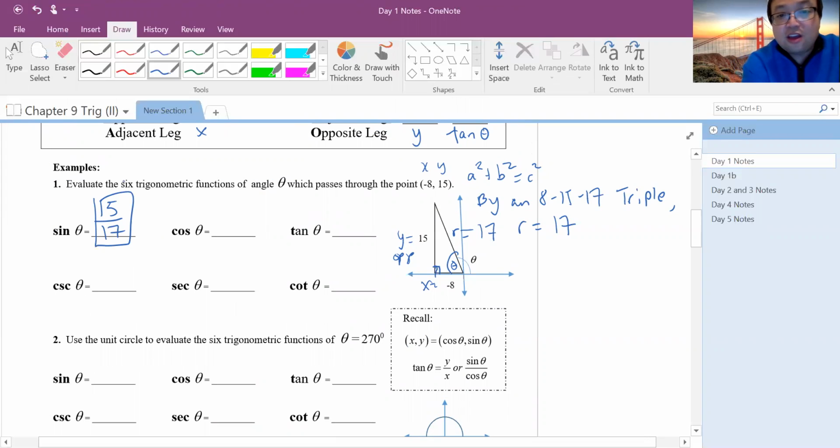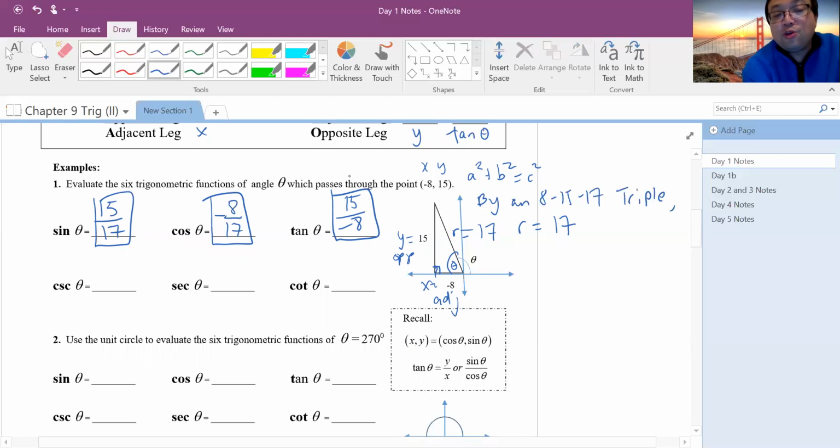Cosine of theta, remember, it's going to be adjacent leg over hypotenuse. So that's going to be negative 8 over 17. So there's your next ratio. Tangent of theta, remember it's opposite leg over adjacent. So it's going to be 15 over negative 8. Okay, so those are pretty basic. We've done that before from the previous unit.